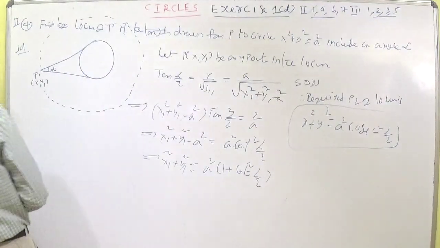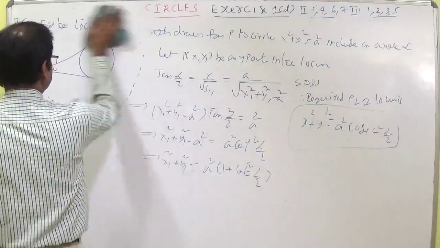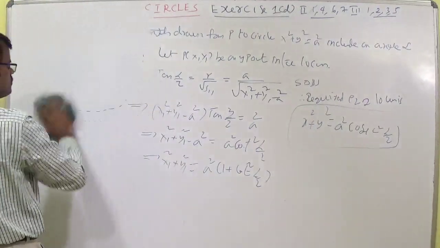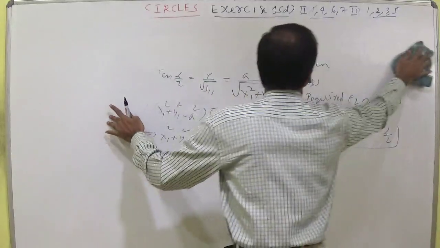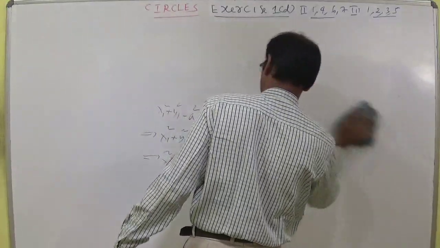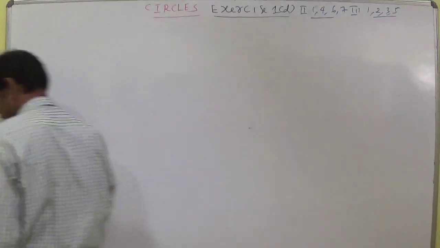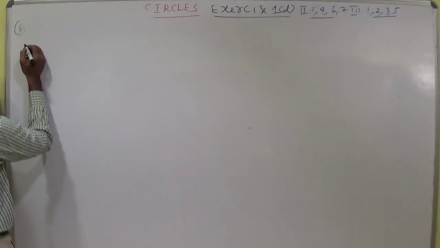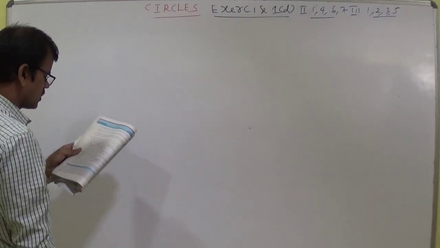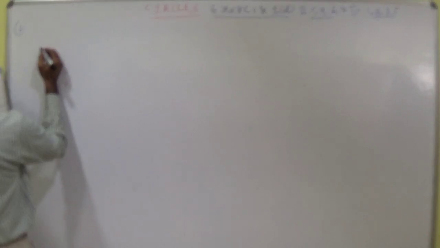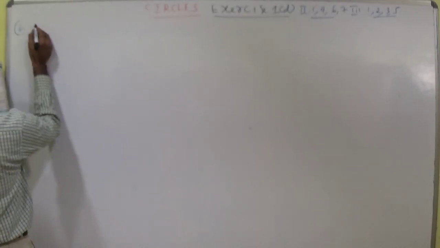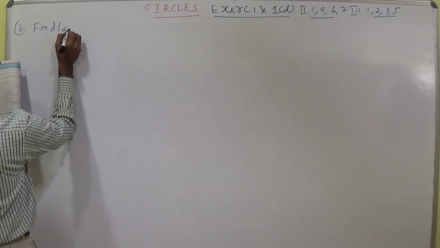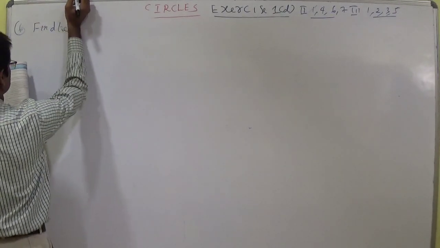Next, Roman number 2, sixth question. Find the polar. This is also, I think, in the level 1 homework, 33rd question. The 6th question model is also there in level 1.